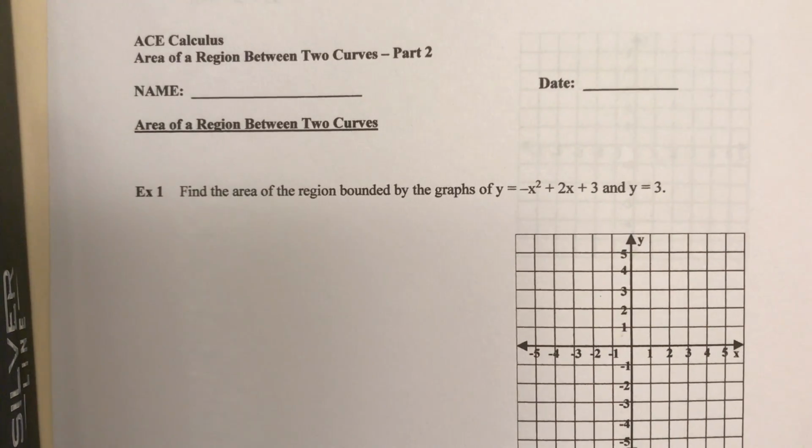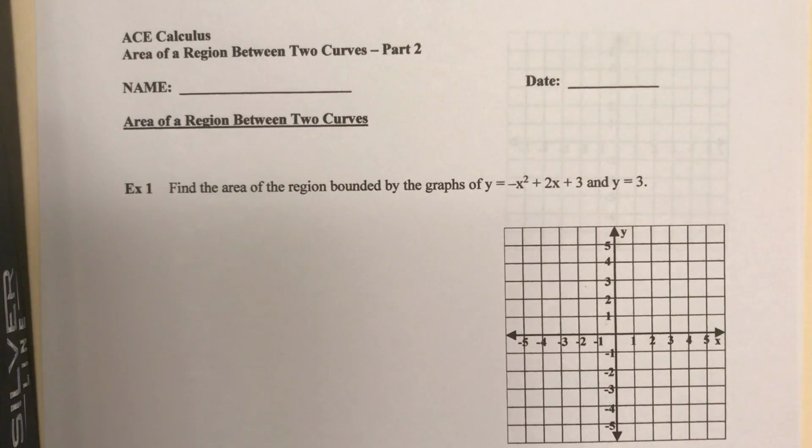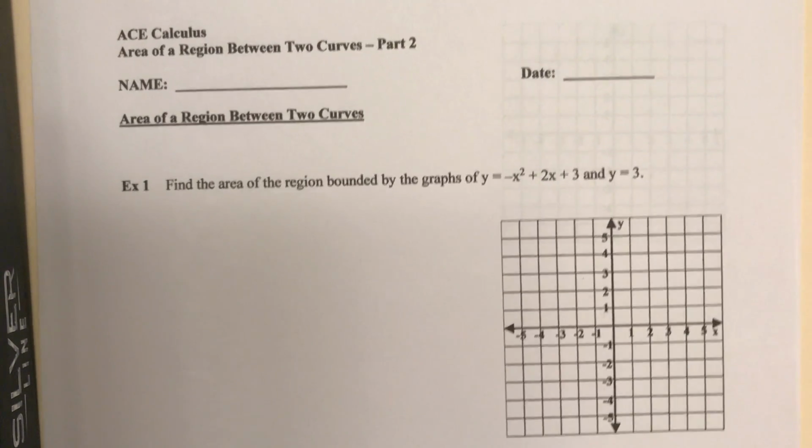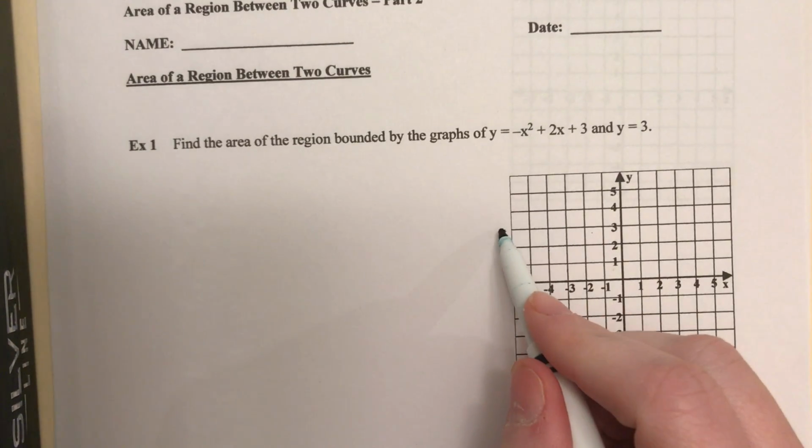Okay, so we're going to start part 2 of finding area between two curves. Again, the most important part is making sure you draw an accurate diagram. So let's start with number 1. We have y equals negative x squared plus 2x plus 3 and y equals 3. So I know what y equals 3 looks like. I'm going to start with that one here.